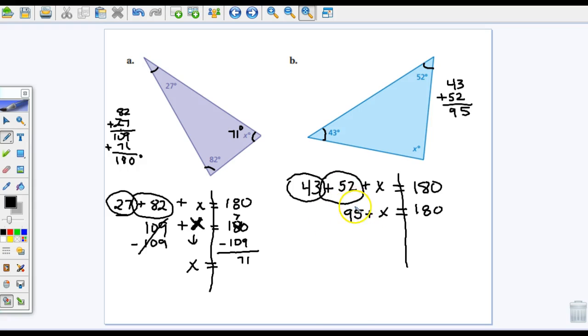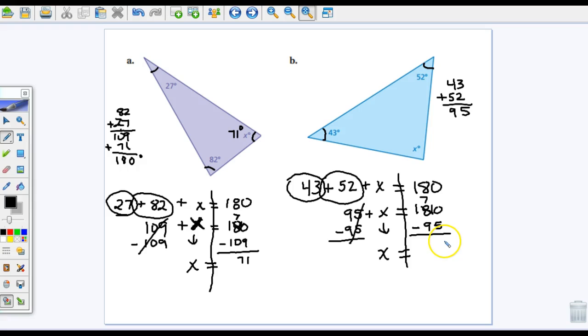Now I want to make my changes. So this is a positive 95. So how do I add the opposite? What is the opposite of positive 95? Opposite is negative 95. So I'm going to subtract 95 from here. I'm also going to subtract 95 from the other side. That keeps it nice and balanced. This becomes 0. Bring down my X. And now I have X is equal to whatever the difference of 180 and 95. I'm going to go ahead and borrow from the 8.